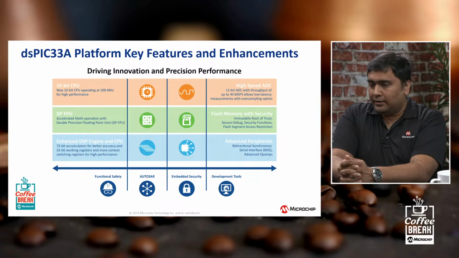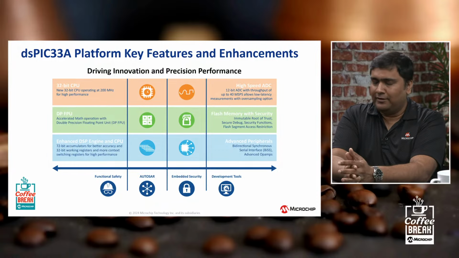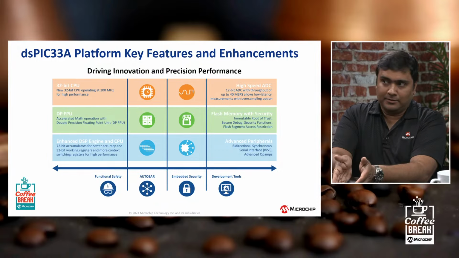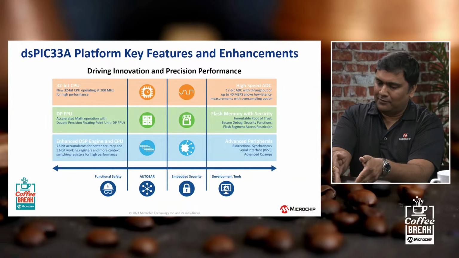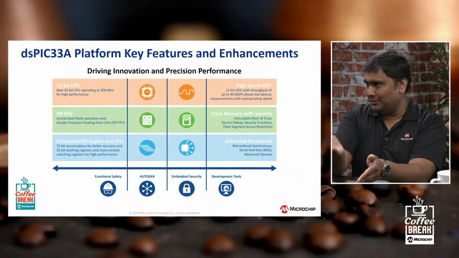Again, for other analog peripherals, comparators are now 3 times faster than the previous generation. The response time is 5 nanoseconds. The op-amps are now 100 megahertz gain bandwidth product as opposed to 20, which was the previous generation. And we also have very low offset, which is also user configurable. That means you get more accuracy.